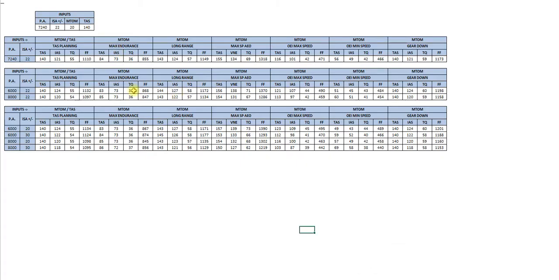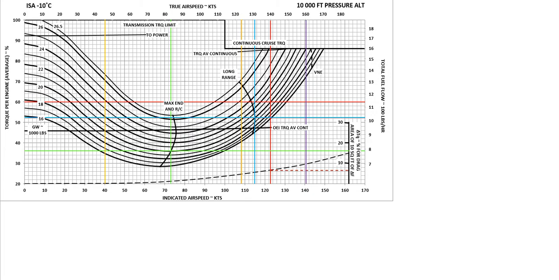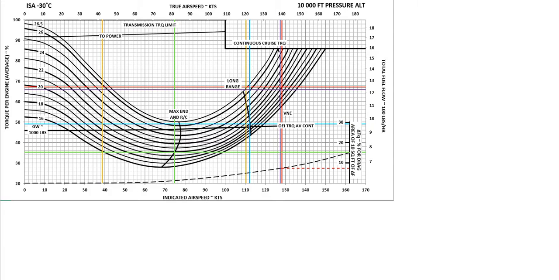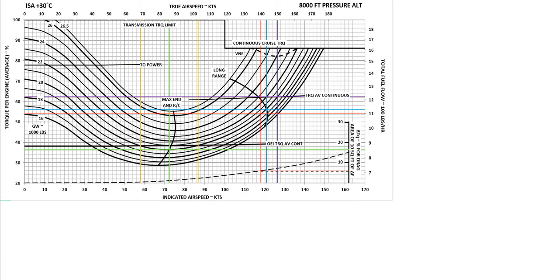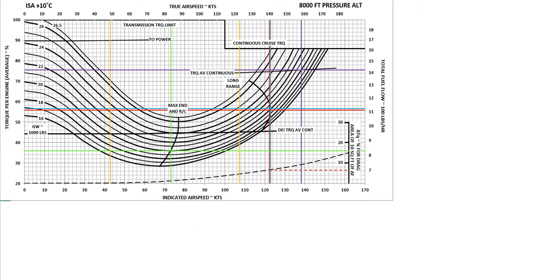Okay, so in here, what I've done, I've essentially put all those charts into Excel. So this is the 10,000 foot pressure altitude at ISA, 10,000 ISA minus 10, minus 20, minus 30, and it just goes on. I've got pretty much all of them up to 10,000 feet anyway. I didn't put anything above 10,000 feet.